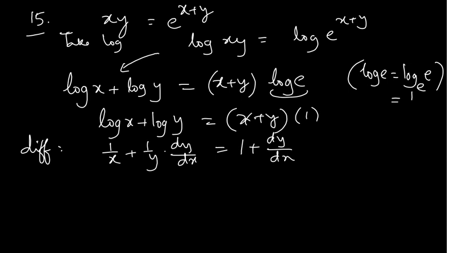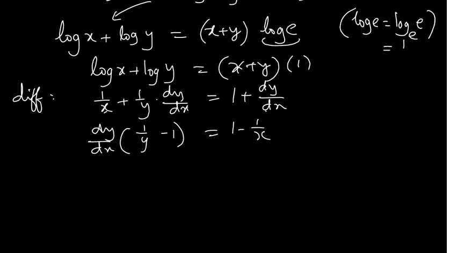So, get this dy by dx to this side. So, you will have dy by dx. This 1 by y is there anyway. And this comes to the other side, becomes minus 1, equal to, this goes to this side, 1 minus 1 by x. So, that implies dy by dx equal to 1 minus 1 by x divided by 1 by y minus 1.